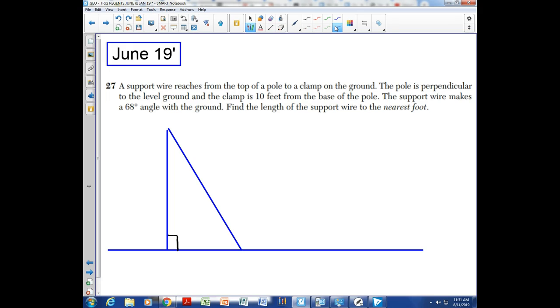That means that this distance from, say, here to here, is going to be 10 feet. The support wire makes a 68-degree angle with the ground. Here's my 68-degree angle with the ground, and find the length of the wire. Well, the wire went from the top of the pole to that clamp in the ground over here. So that is what we're looking for.